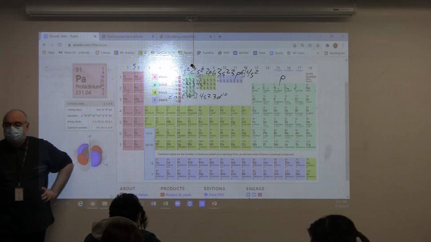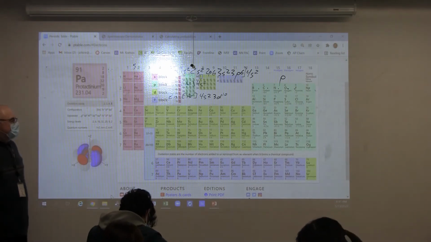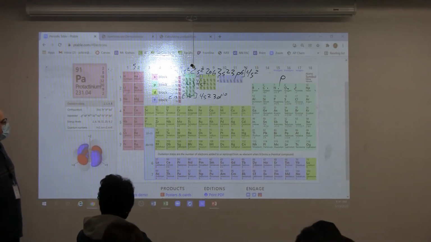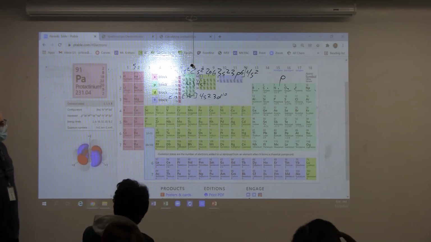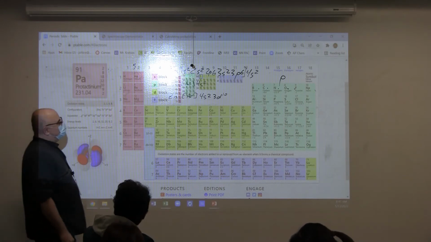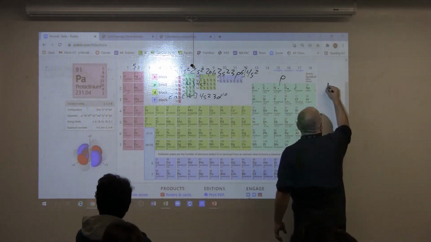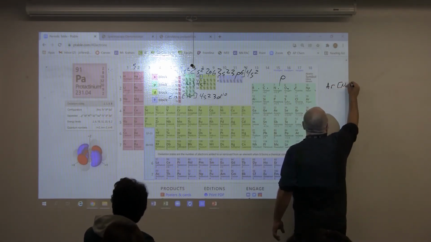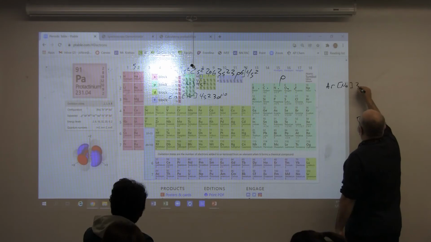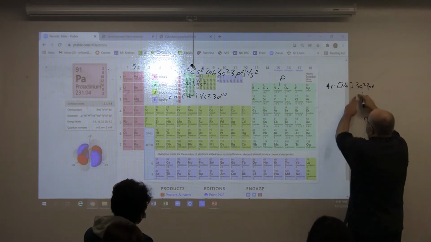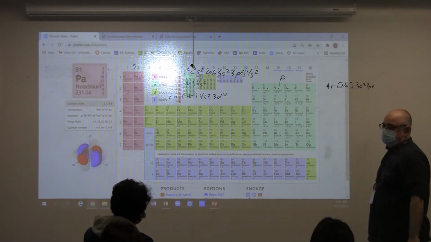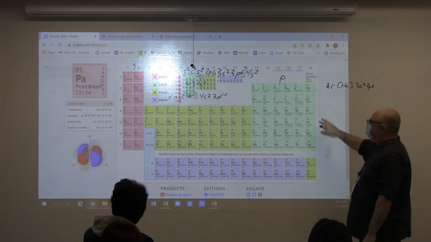I have a question. For neon, you said that the ones there you can use only the outer layer. What does that mean? How would you write only the outer layer? If you wanted to write argon, you could say argon is neon and 3s2, 3p6. This is the outer layer, or the valence shell. That's the shortcut.